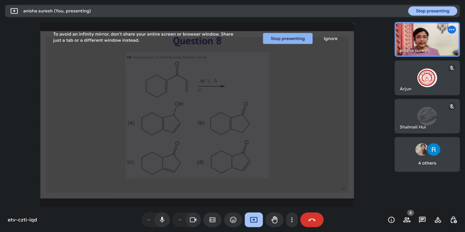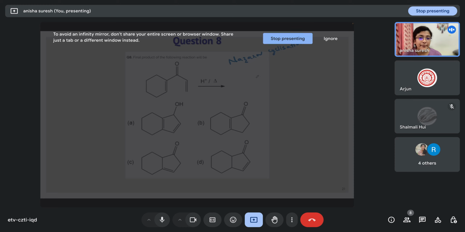Now coming to the next question, that is the 8th question. So this is a name reaction. Sir has discussed it in the lecture. Can anyone recall the name of this reaction? Nazarov cyclization. Yeah, this is Nazarov cyclization. So it is a pericyclic reaction involving pentadienyl cation and cyclopentenyl cation. Okay.